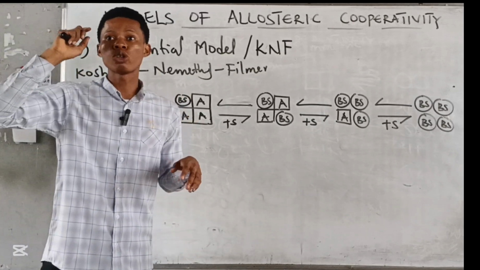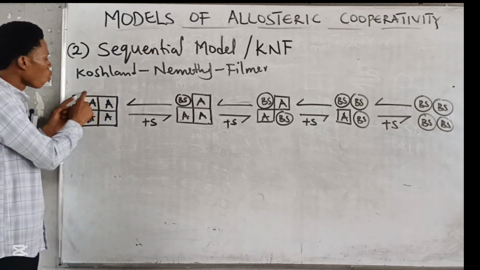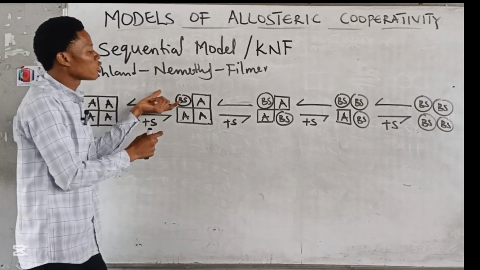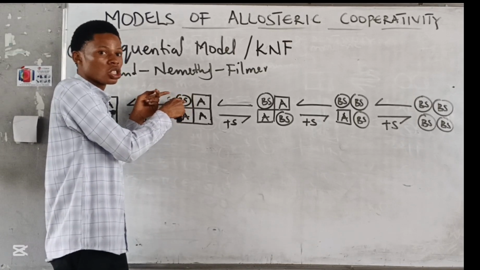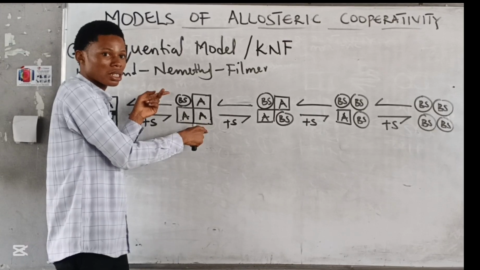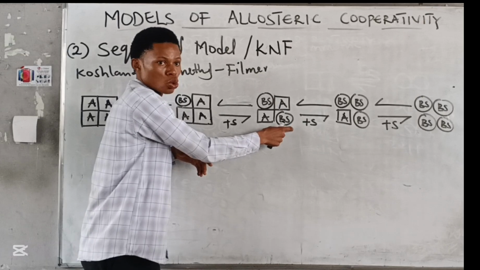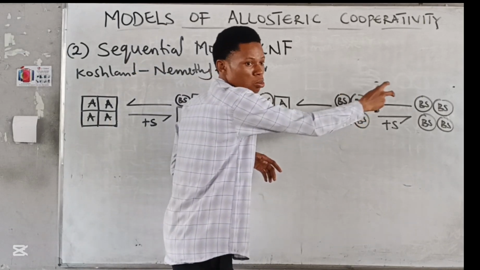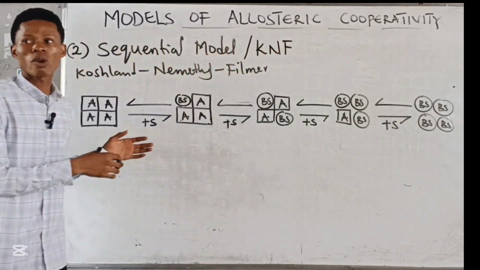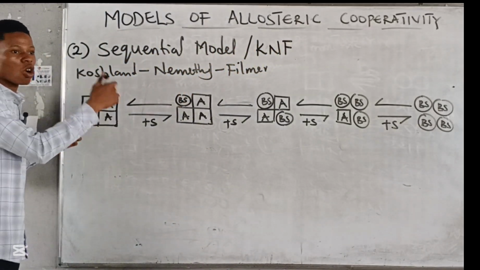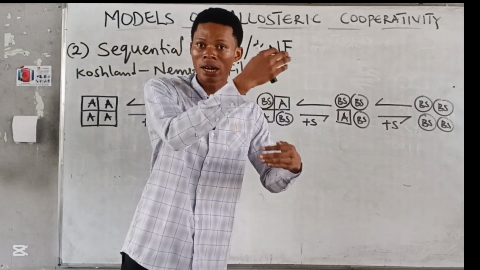If it was in a concerted model, once a ligand binds, all of them will change at once, right? But now, one changes. Then as one changes, it will cause a conformational change in the one adjacent. So as another ligand binds, substrate binds, the second subunit will change. So you just keep changing the subunits until you change all of them to the relaxed state. So you see now that in the sequential model, the change in conformation from the tense state to the relaxed state is done one after the other, right?